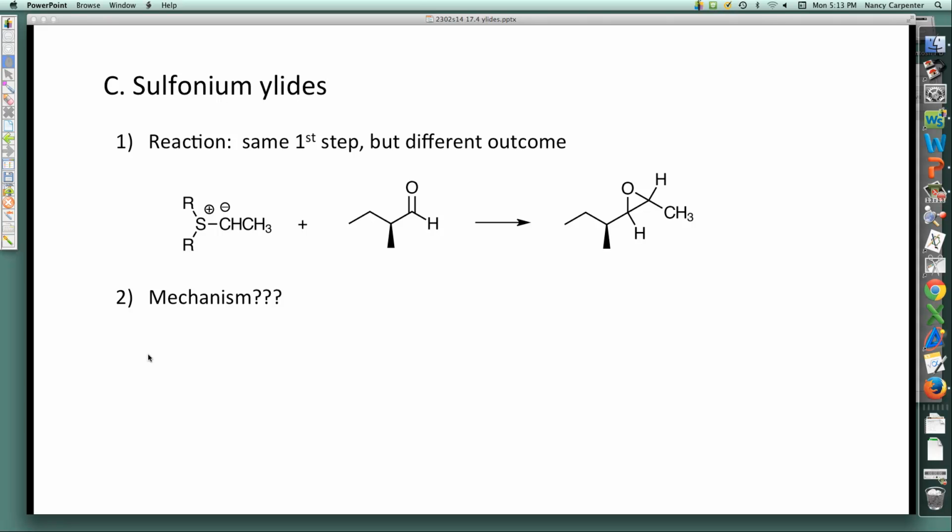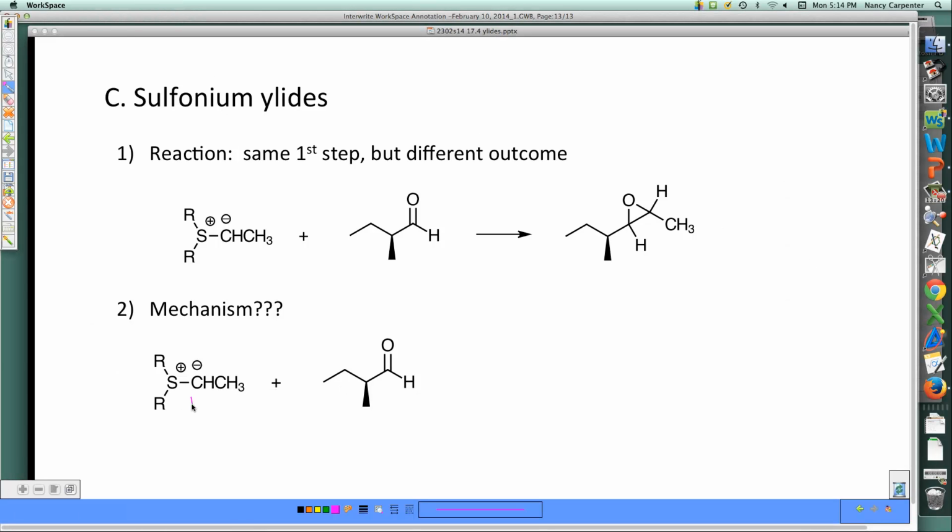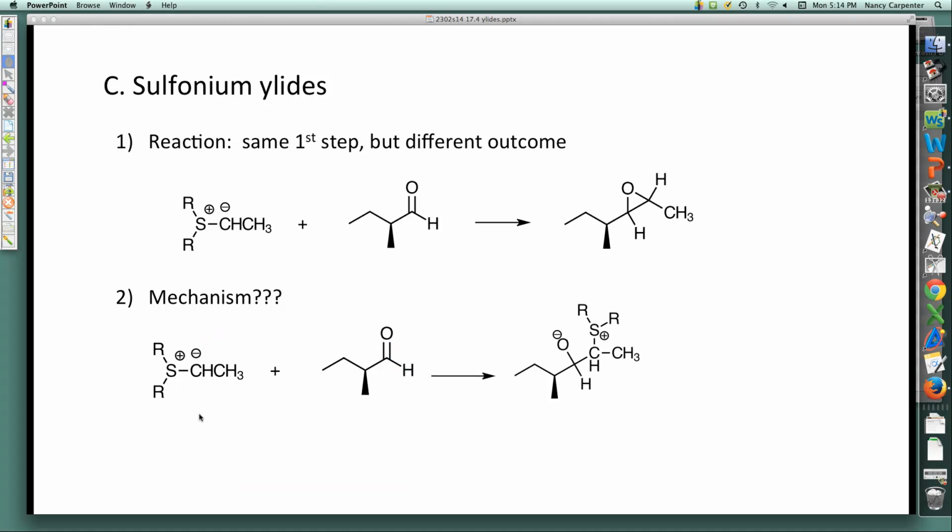Well, to understand what the heck is going on, we need to look at the mechanism, which means electron movement. The nucleophile reacts with the electrophile, reacts with the polar pi bond, kicks up the pi electrons onto the oxygen, as we would expect, to make this intermediate.